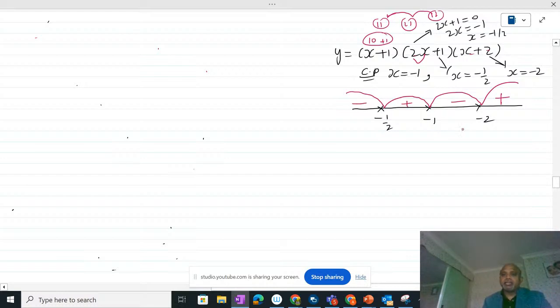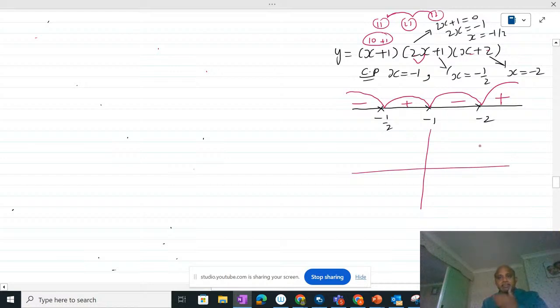Now you may ask, sir, why are you following alternating signs? I will tell you when you don't need to follow alternating signs. Just bear with me. In the next question, I will say when you don't need to follow alternating signs. Right now, this graph is going to follow alternating signs: plus, minus, minus, plus. So let's write down here: it is minus 1 by 2, and then here it is minus 1 and it is minus 2.